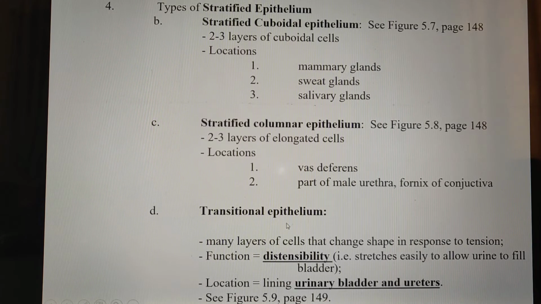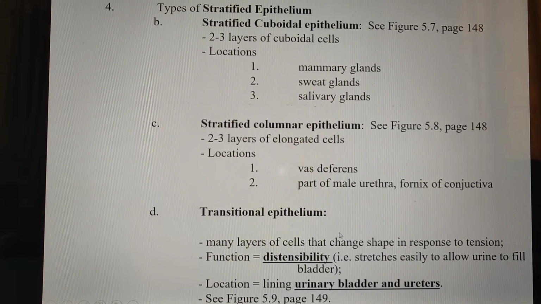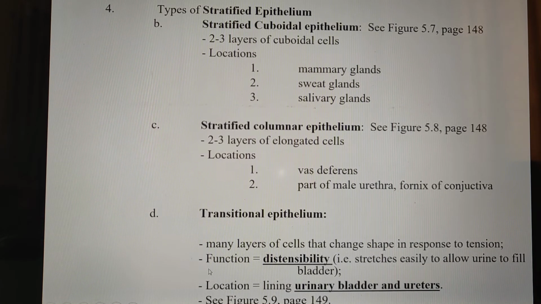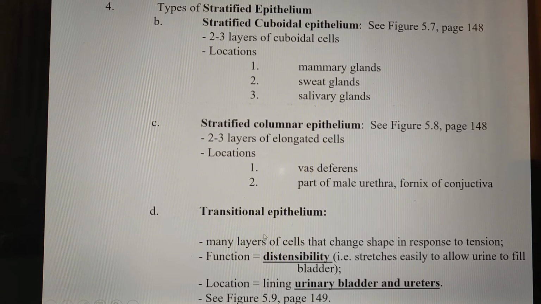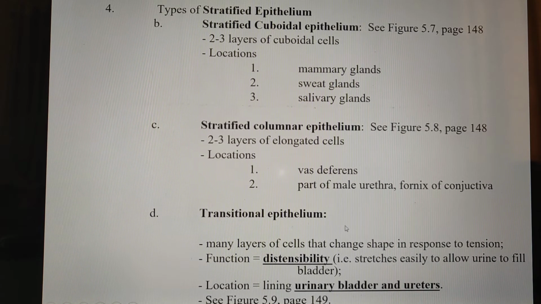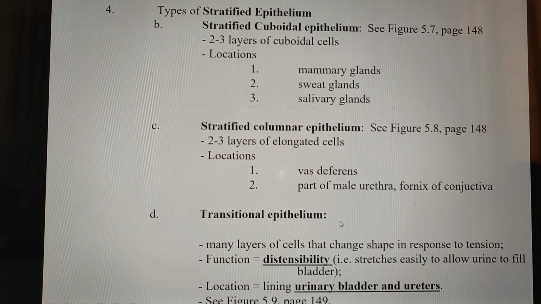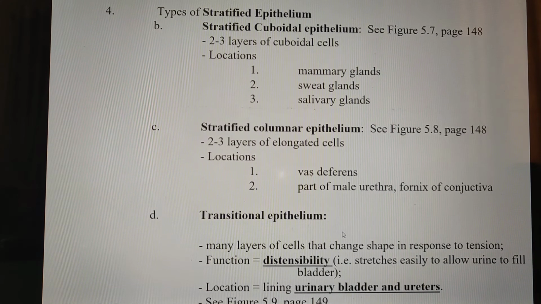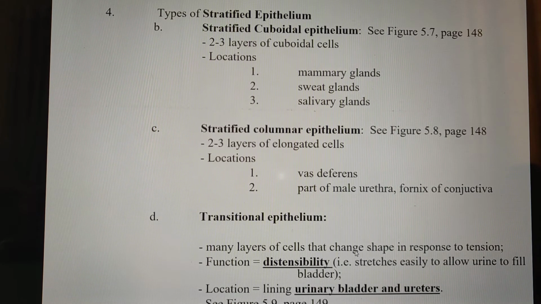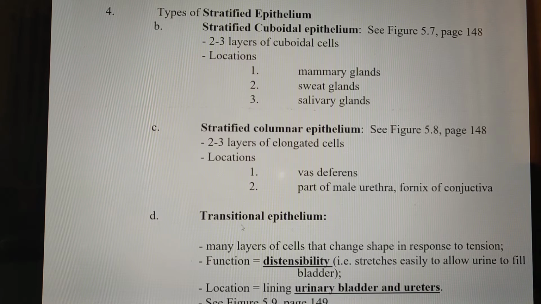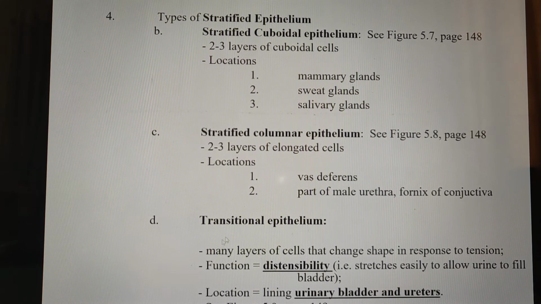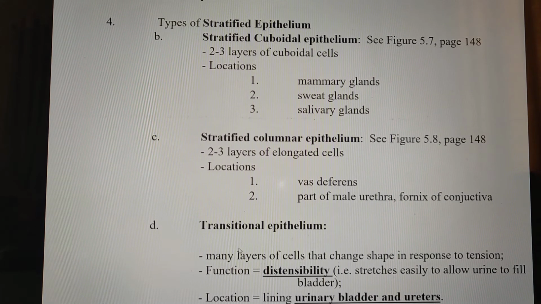And the last one is the transitional epithelium, with many layers of cells that change in shape in response to tension. The characteristic of this transitional epithelium is that there are tight junctions, it does not absorb any kind of material because excretory material is passing through, and also it is stretchable. So transitional means it continuously changes in shape whenever there is filling.